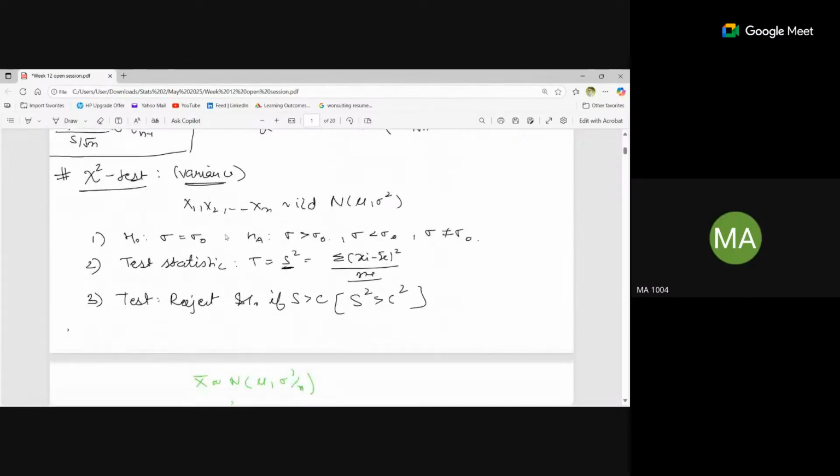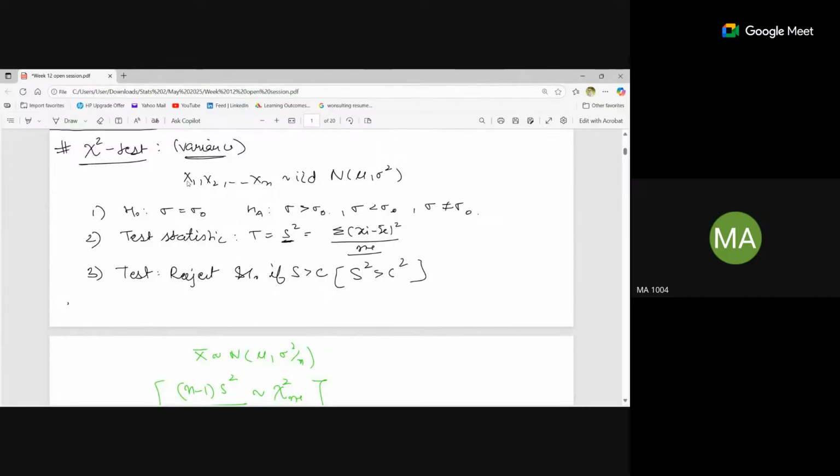So my chi-square is what? The chi-square test is used for the variance, if my x1 to xn are IID normal with mu comma sigma square. This is my null hypothesis. These are my alternatives. Now here, the test statistic would be what? I am testing for the variance, right? So my test statistic would be the sample variance. Now my rejection region would be if my S is greater than C, or you can say if my S square is greater than C square.